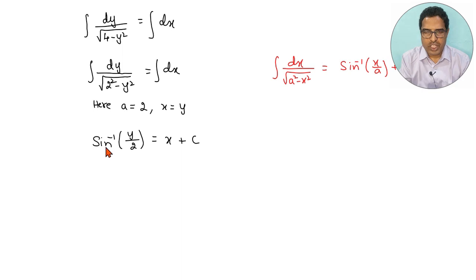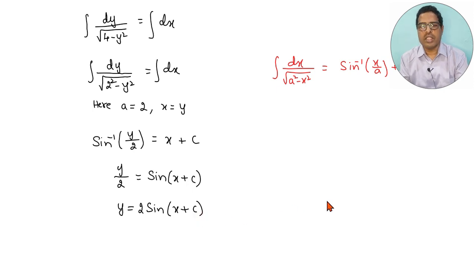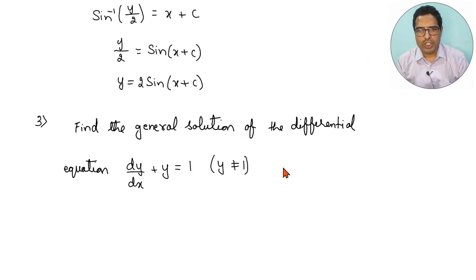We can further send this sine inverse to the other side, it becomes y by 2 is equal to sine of x plus c. Or you can cross multiply this 2 to the other side, and y will be equal to 2 times sine of x plus c. That's the required solution.